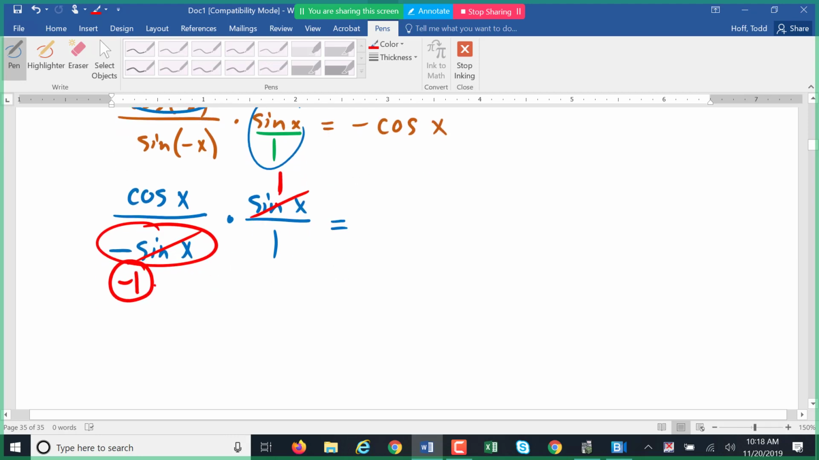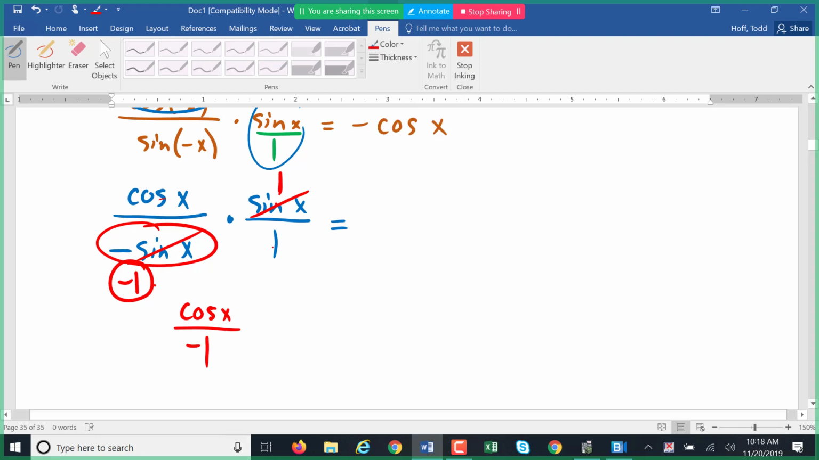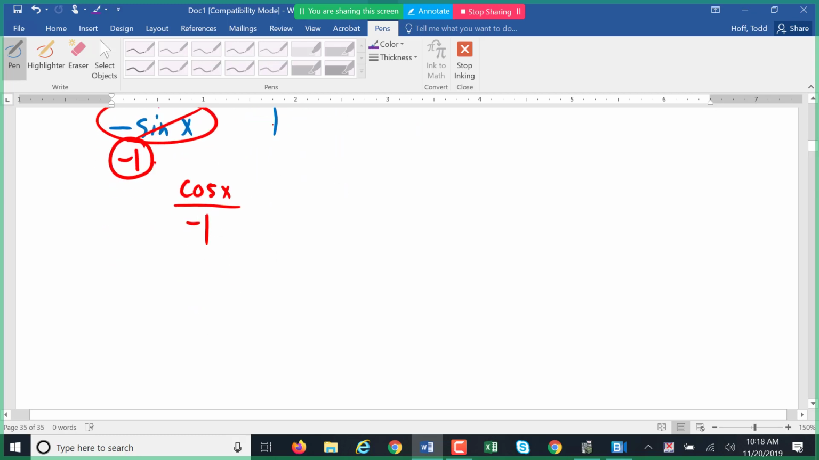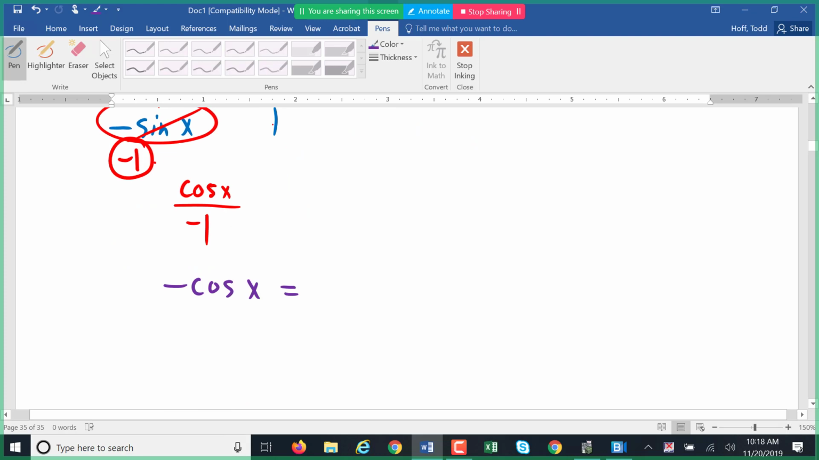So what I have there on the left side, cosine x times 1 is just cosine x. Negative 1 times 1 is a negative 1. Well, cosine x divided by negative 1 is just a negative cosine x. Well, what do we have on the other side? We just had a negative cosine x. So again, we have replaced and substituted on each side till we have equivalent expressions on each side.